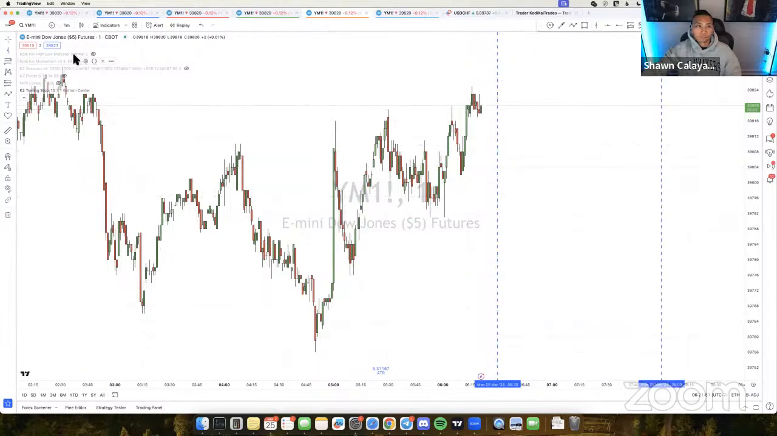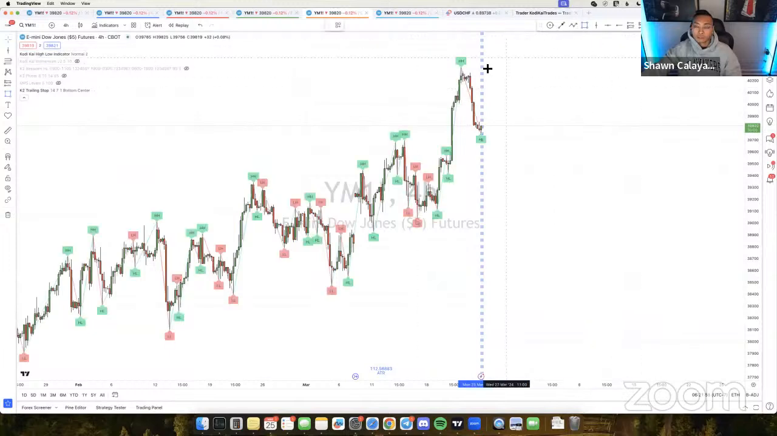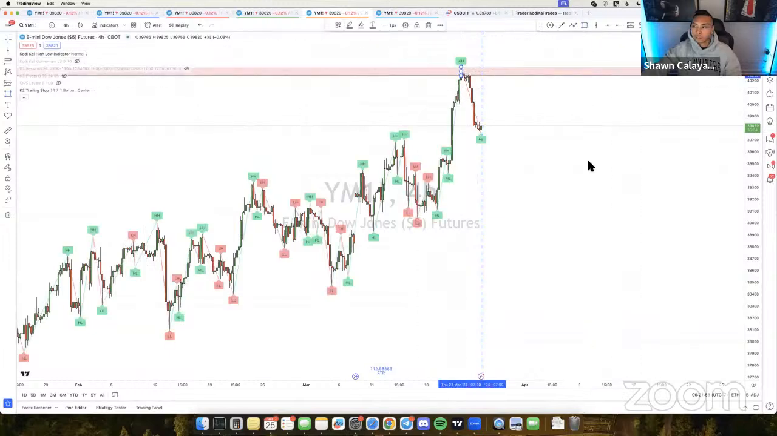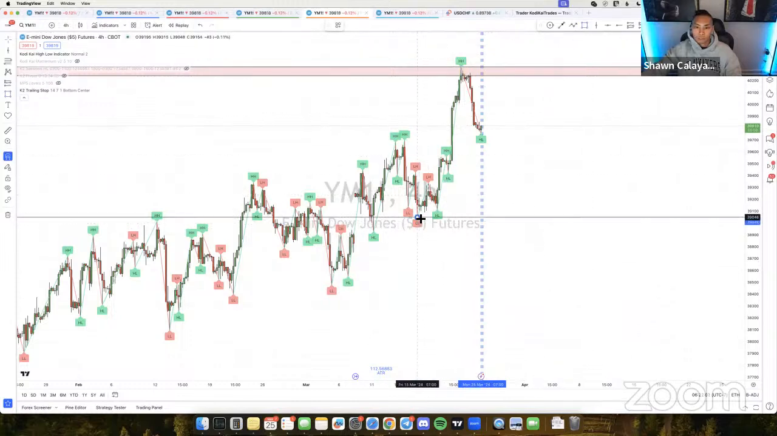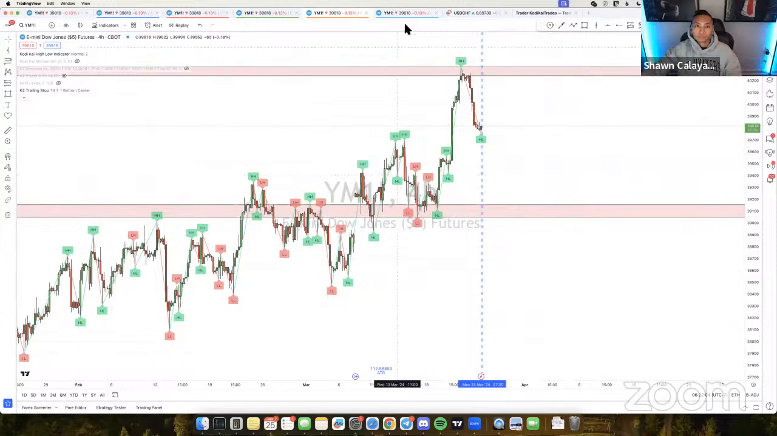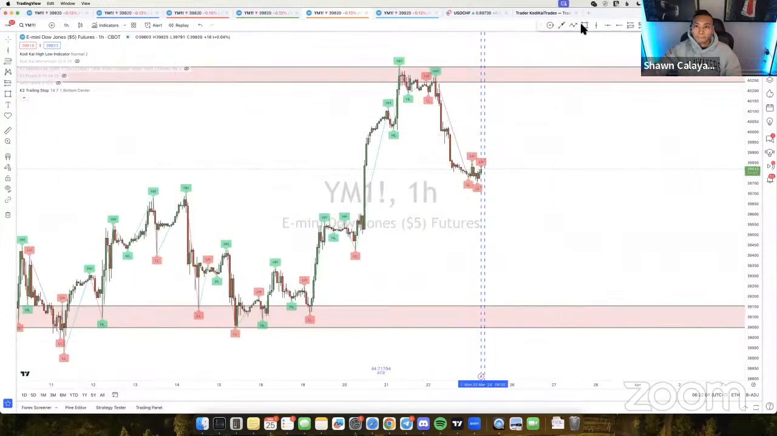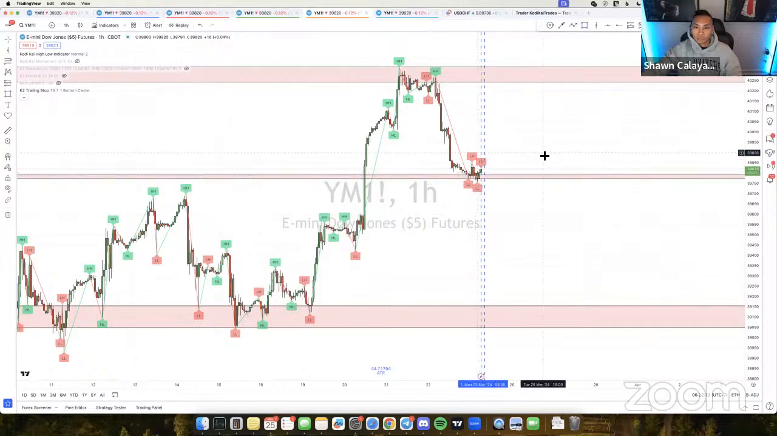I'm going to go on the 4-hour time frame, identify structure. So there is some structure up here. There's structure down below right here. Going down to the 1-hour, some structure here kind of overlaps a little bit. And for the most part, it looks like we are good to go.